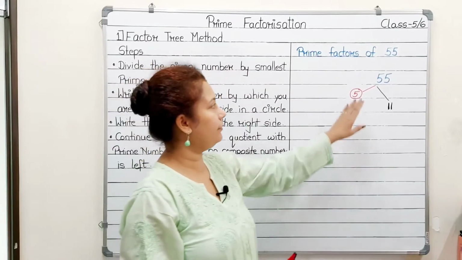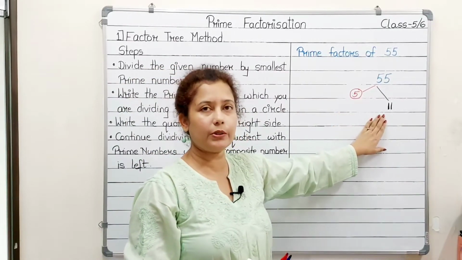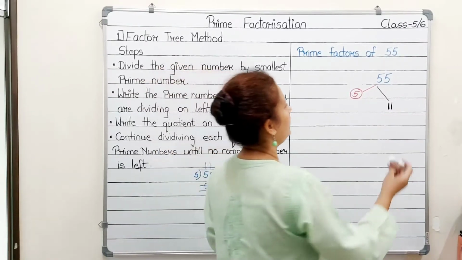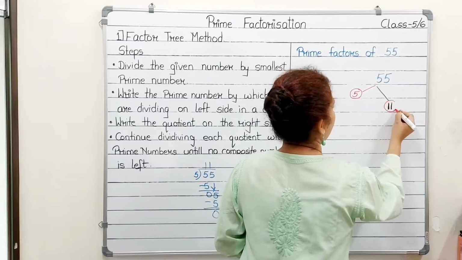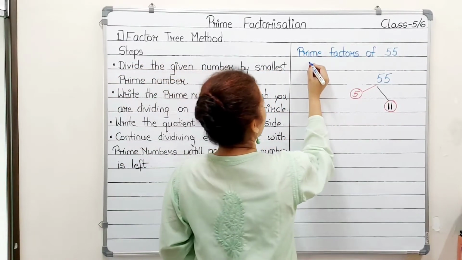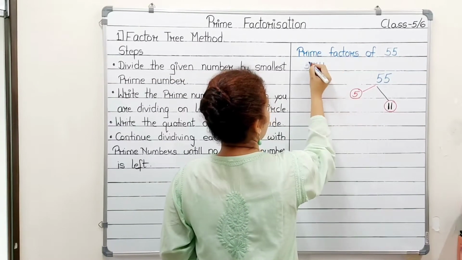After dividing 55 by 5, we got 11. And 11 is also a prime number. So here 11 is also a prime factor. So factors of 55 will be 5 into 11.